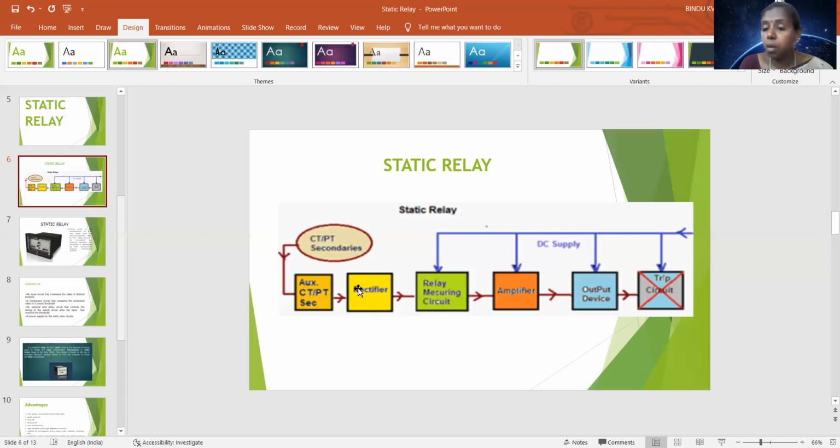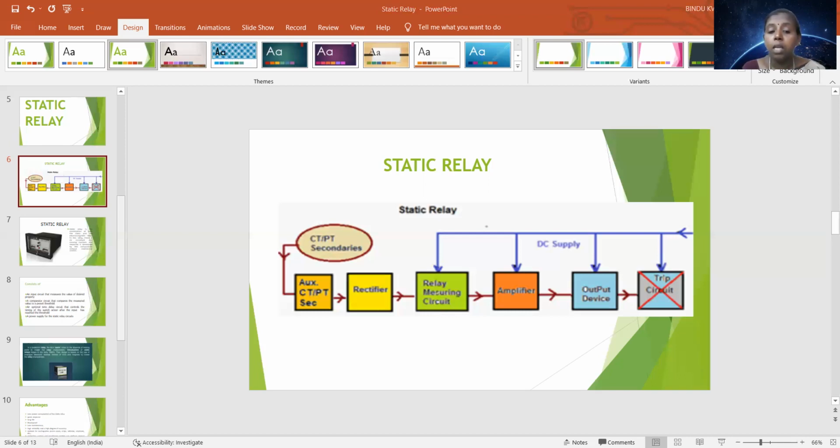So this rectifier circuit, what is the purpose? The rectifier will be rectifying the signals, whatever it is getting, and the rectified output signals are being given to the relay measuring units, isn't it? So it is being given to the relay measuring unit.